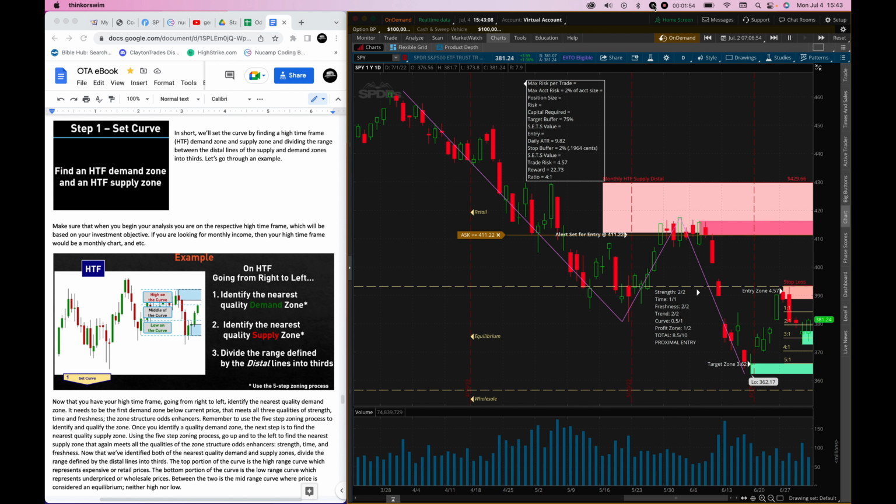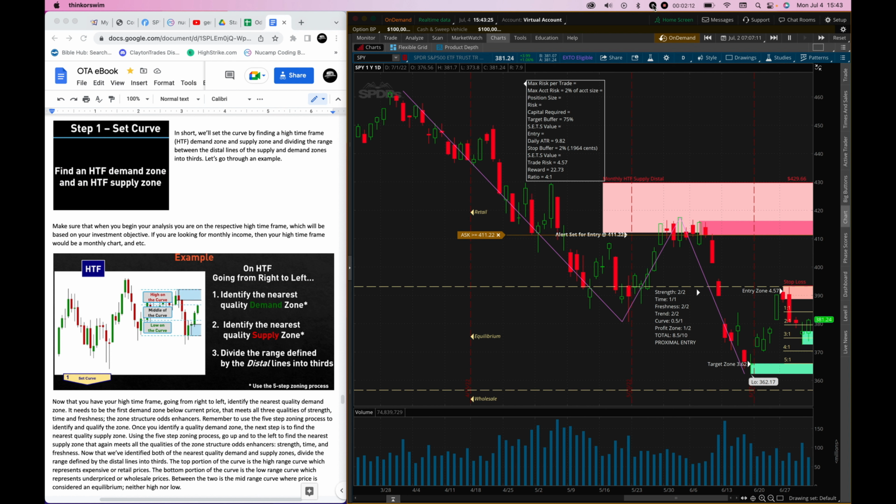Once you identify a quality demand zone, the next step is to find the nearest quality supply zone. Using the 5-step zoning process, go up and to the left to find the nearest supply zone that meets all the qualities of the zone structure odds enhancers: strength, time, and freshness.